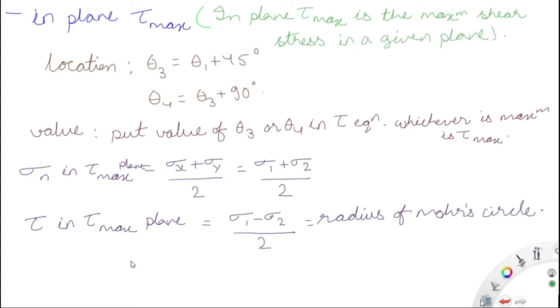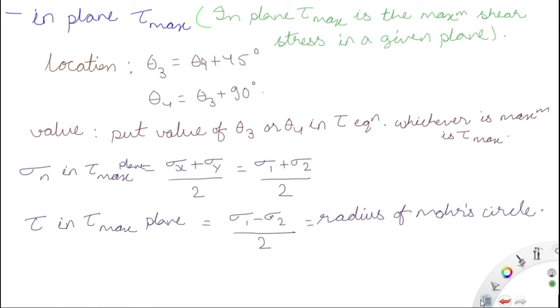So theta 3 is got from theta 1 adding 45 degrees, and theta 4 is again perpendicular to theta 3, so adding another 90 degrees. Now put the value of theta 3 or theta 4 in the tau equation, and whichever you get as the maximum is the tau max. So in-plane tau max is got from the tau equation by putting the theta 3 or theta 4 value. And theta 3 and theta 4 have been got from theta 1.